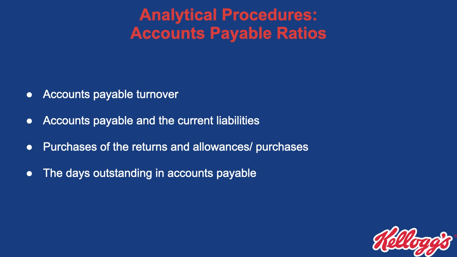And then we have the accounts payable and the current liabilities. So we look at the balance sheet and we see how much they have to pay, what current liabilities they have. We also check the purchase returns and allowances, and see the returns they made and the allowances they have on those purchases.